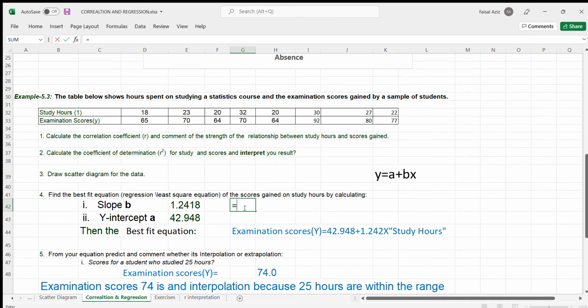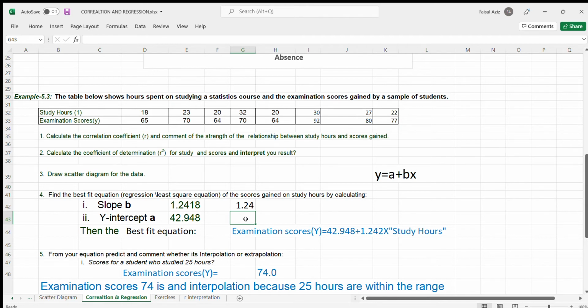So equal sign, I will write slope, double click on slope. Now it is asking for known y values, so I will select all these y values, comma, known x values meaning the independent variable, so I will select them, close the bracket and click enter. As you can see, the slope is 1.24.